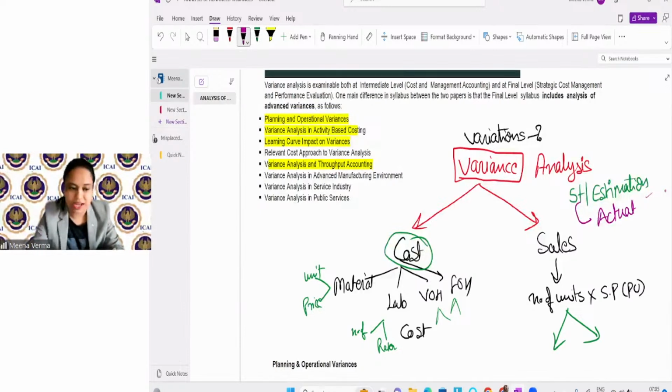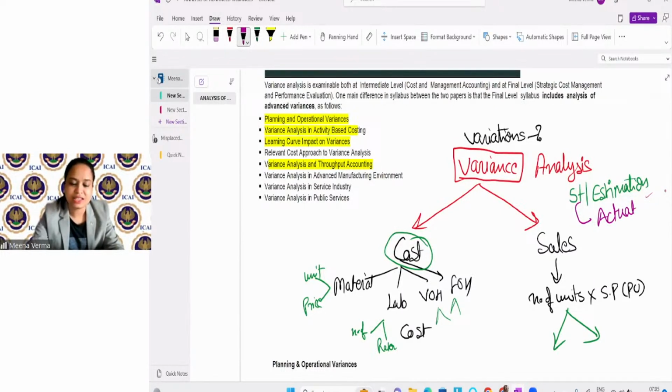If we have set a standard, okay, this many units we want to sell, we want to check whether we are selling those units or not. If we have a standard quantity of material which we will use for the production, are we using the same quantity of material or not? So the point is that here we want to know the variations.